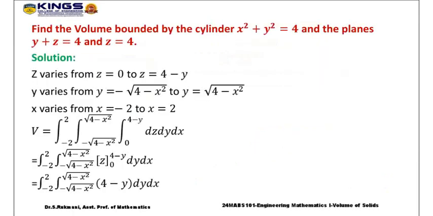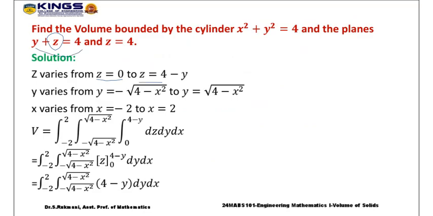So see here, find the volume bounded by the cylinder x square plus y square equal to 4 and the planes y plus z equal to 4 and z equal to 4. First we have to find out the limit for z. So z starts from where? z equal to 0. z equal to 0 to z equal to 4 minus y. How does this 4 minus y come from this equation? z equal to, take this y to the right hand side, that is z equal to 4 minus y.